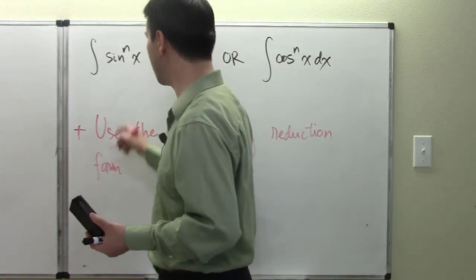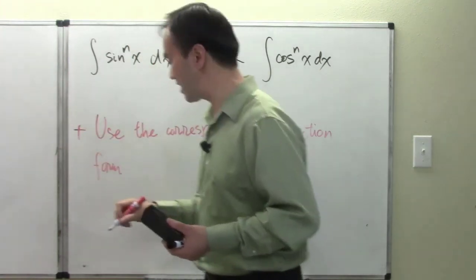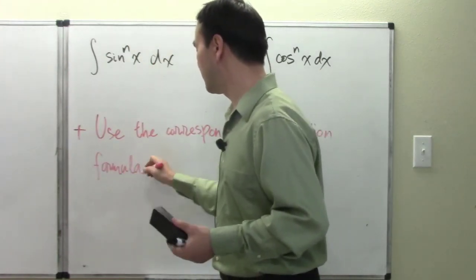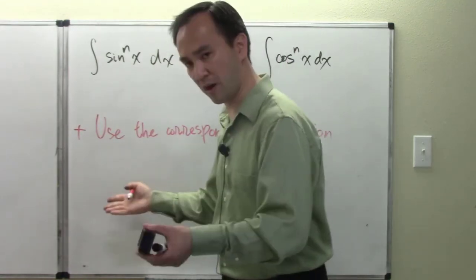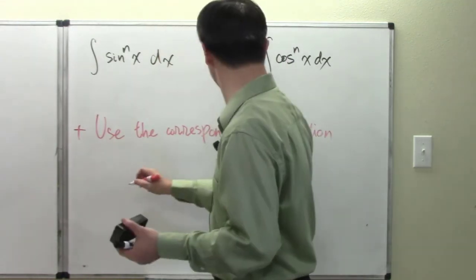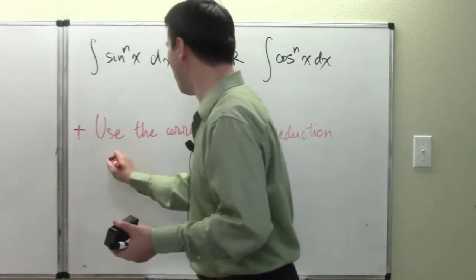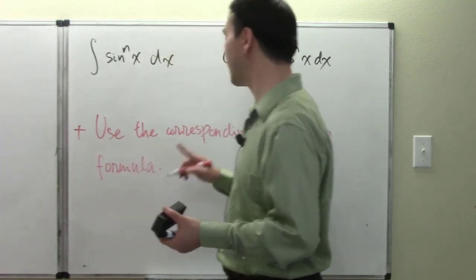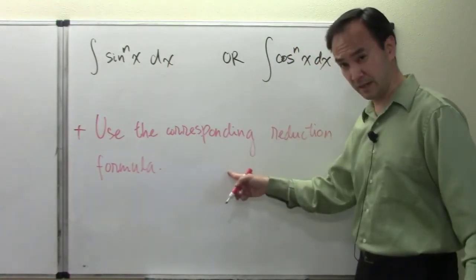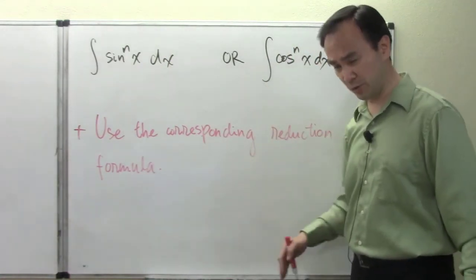So if it's a sine to the n, use the reduction formula for sine to the n of x. If your problem is a cosine to the n, you can use the corresponding reduction formula for cosine. And that's what I mean. The reason I'm writing this in red here is because it will always work. This solution will always work.